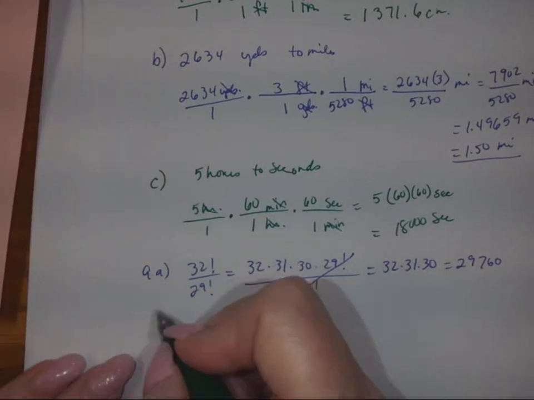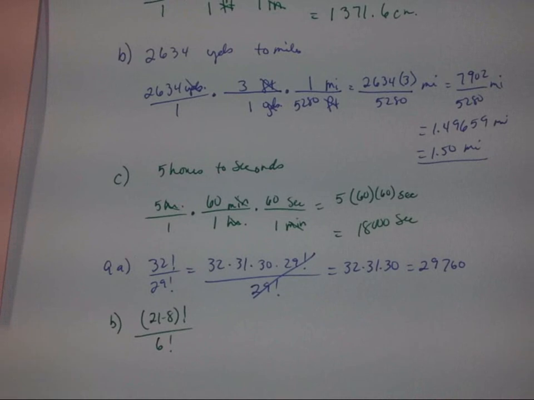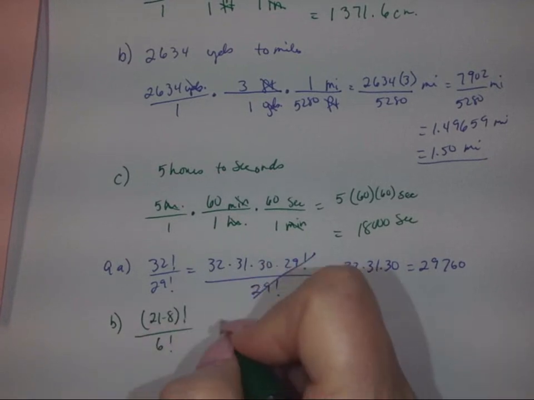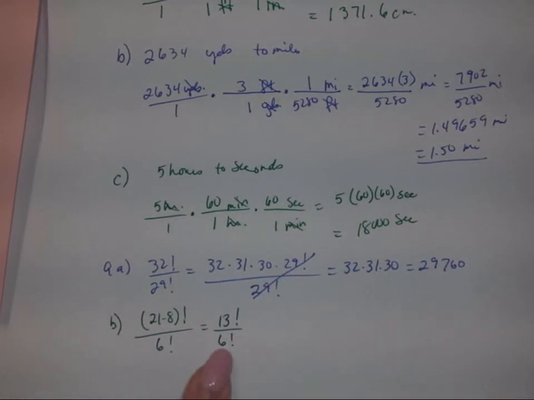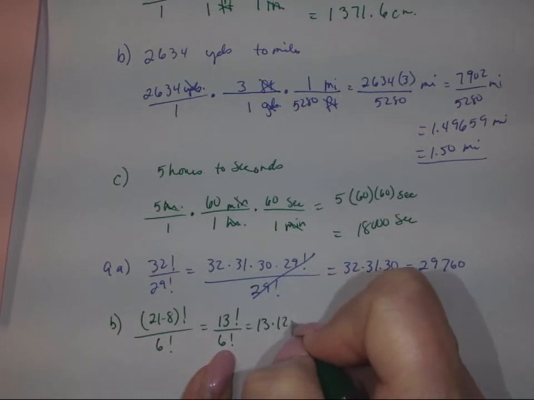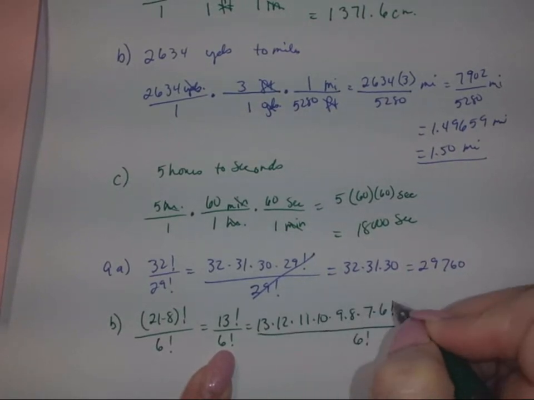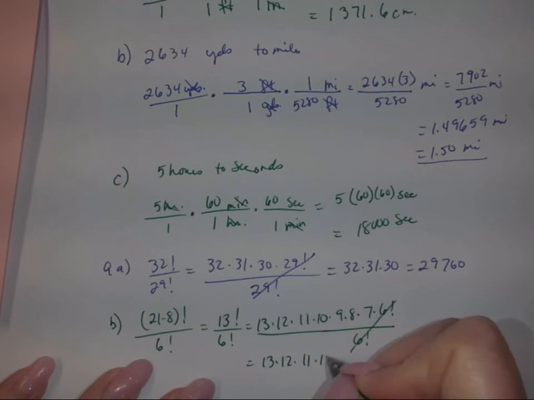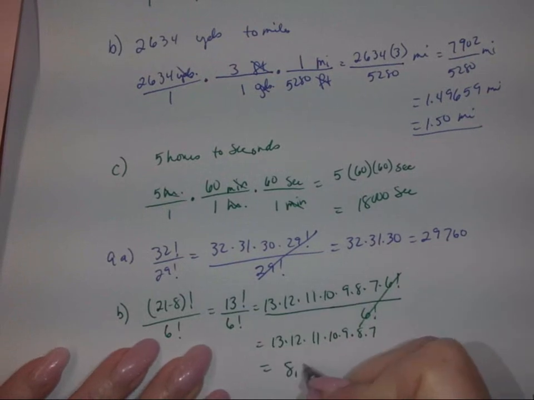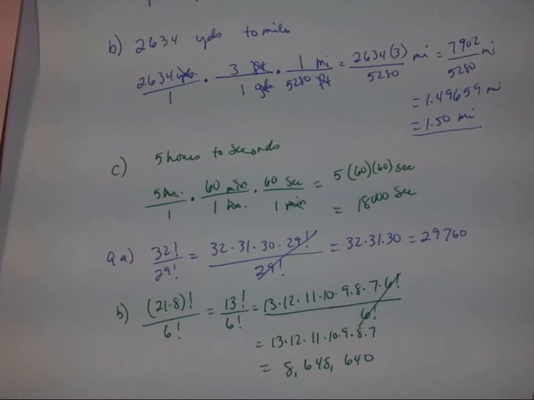And then the last problem, we have 21 minus 8 factorial over 6 factorial. First we have to do our subtraction. So 21 minus 8 gets us 13 factorial over 6 factorial. That means we're going to take 13 all the way down to 6 factorial. So we have 13 times 12 times 11 times 10 times 9 times 8 times 7 times 6 factorial over 6 factorial. Those will cancel, and we have 13 times 12 times 11 times 10 times 9 times 8 times 7, which will then get us 8,648,640.